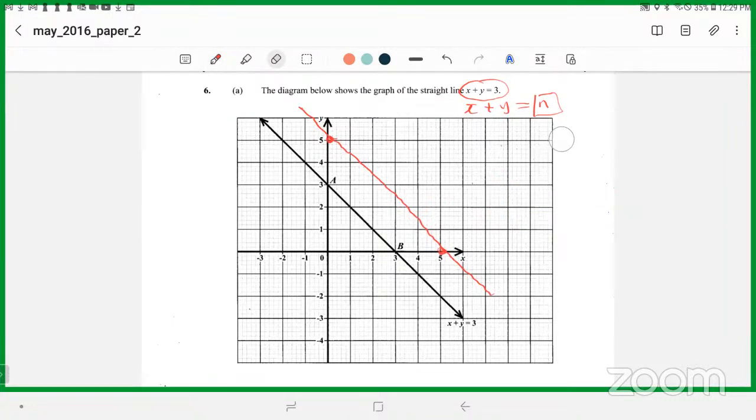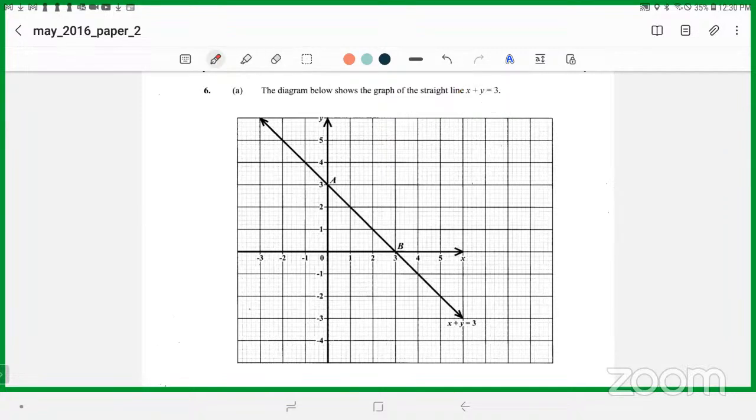The more things you know, the better. Mathematics is easier the more things you know, and you don't have to be working it out. Since this is one of the popular lines, x plus y equals a number, it's good to just know it, and we can see it here. Cross the y-axis at 3, cross the x-axis at 3. Because it's x plus y equals 3, and the gradient is -1. x plus y lines, gradient is -1.